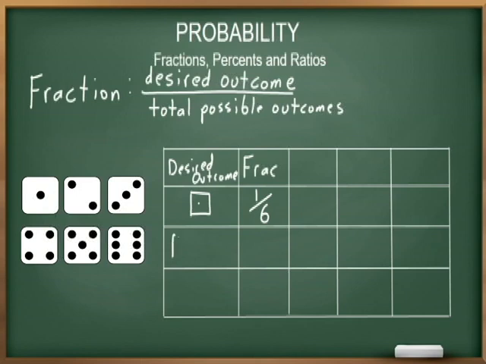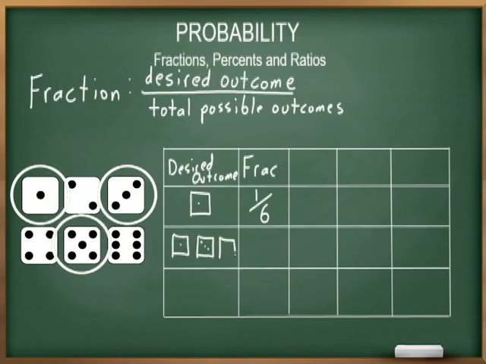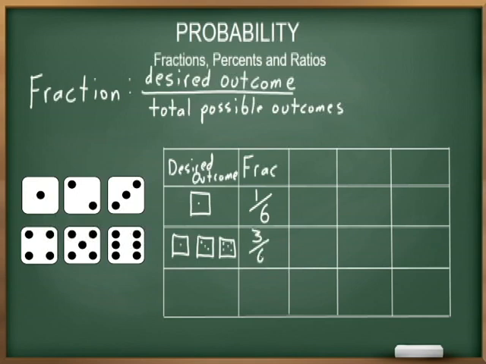Our second option is we're hoping to roll an odd number, so a 1, 3, or 5. That means we have 3 desired outcomes, so our numerator is 3, and once again our denominator remains at 6 total possible outcomes, which we can simplify into 1/2.